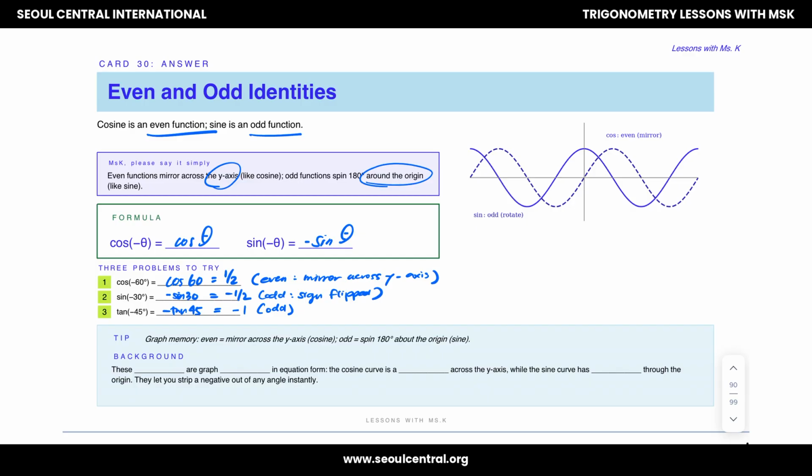One tip for memorization is that even equals mirrors across the y-axis, like cosine, and odd equals spins 180 degrees around the origin, like sine. The background is that these identities are graph symmetry in equation form. The cosine curve is a mirror image across the y-axis, while the sine curve has point symmetry through the origin. They let you strip a negative out of any angle instantly.